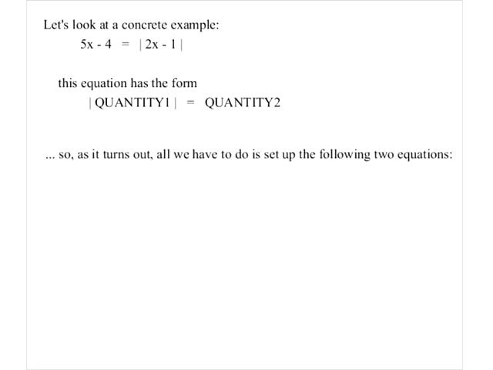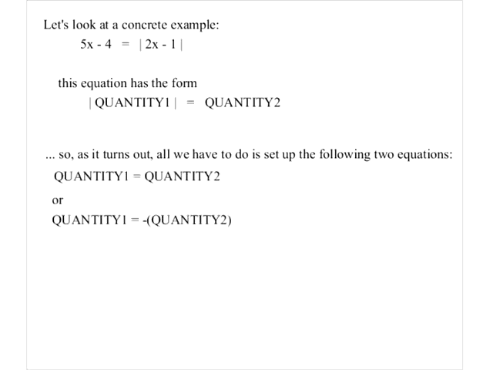As it turns out, here's all you have to do to solve this. All we have to do is set up the following two equations. Either we write quantity 1 equals quantity 2, which would indicate the two quantities are the same, or we can write quantity 1 equals the opposite of quantity 2. Notice that, distributing, you're going to have to put the negative sign in front of the entire quantity, thus indicating the two quantities are opposites.